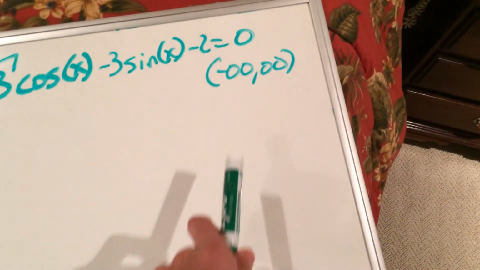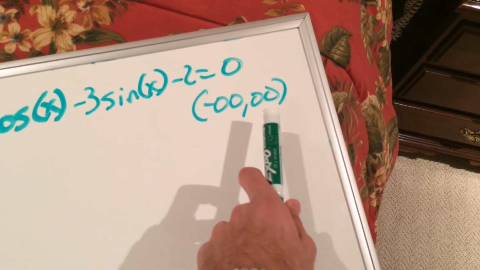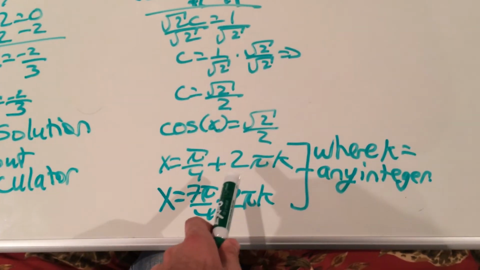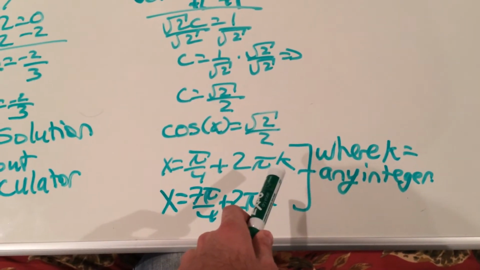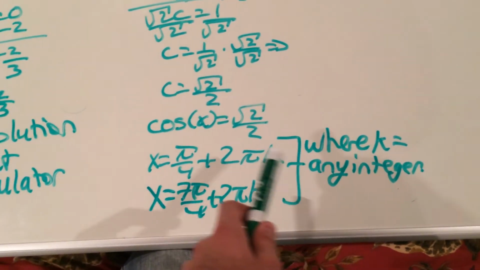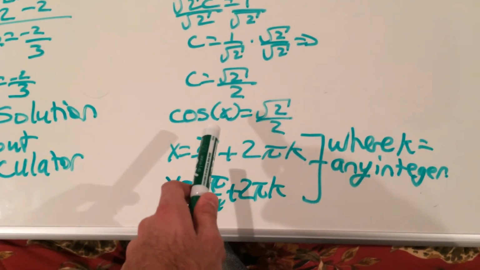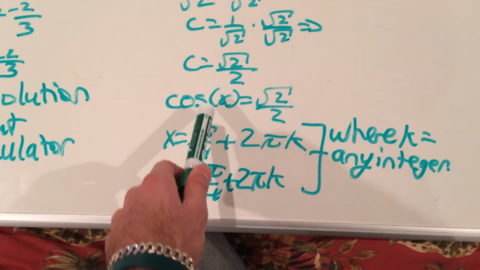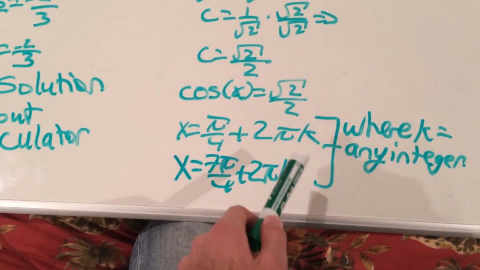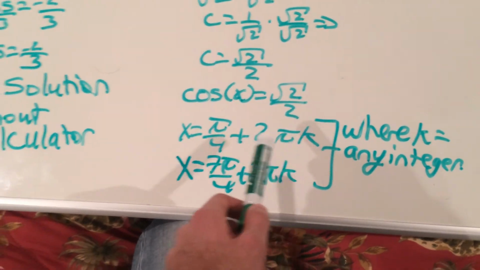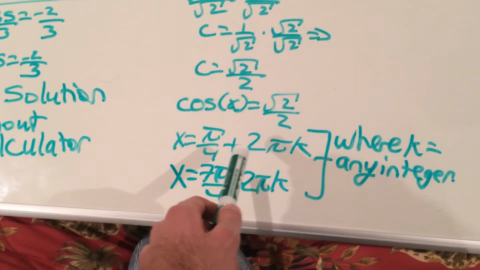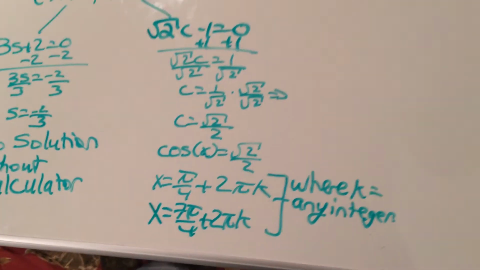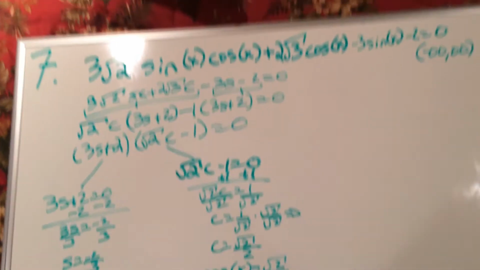But because the interval was from negative infinity to infinity, that means I need to add the period times k. And of course I'll write where k equals any integer. The question is, what is the period? Well, the period equals 2 pi divided by b. b, of course, is just 1 here, so the period is 2 pi over 1. The period is just 2 pi. Hence, my answers are x equals pi over 4 plus 2 pi k, and 7 pi over 4 plus 2 pi k. Let me zoom out to give everybody a panoramic view of this.